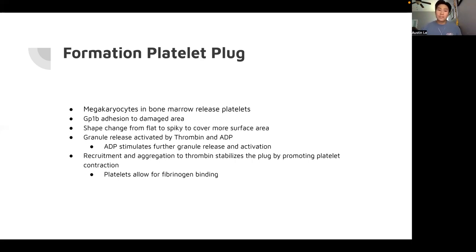Then our granule release is activated by thrombin and ADP. ADP stimulates further granule release and activation, while thrombin activates our fibrinogen, turning it into fibrin. Recruitment and aggregation, through thrombin, stabilizes the plug by promoting more platelet contraction, so more platelets are coming and becoming more compact.